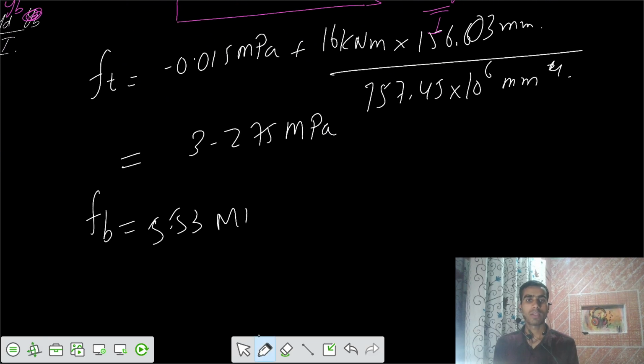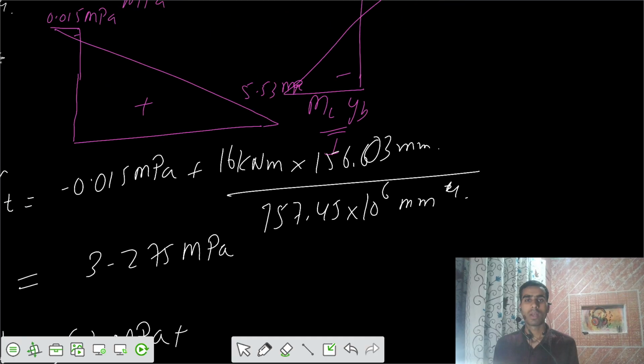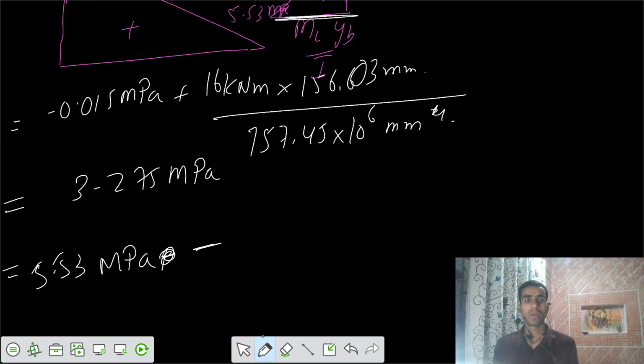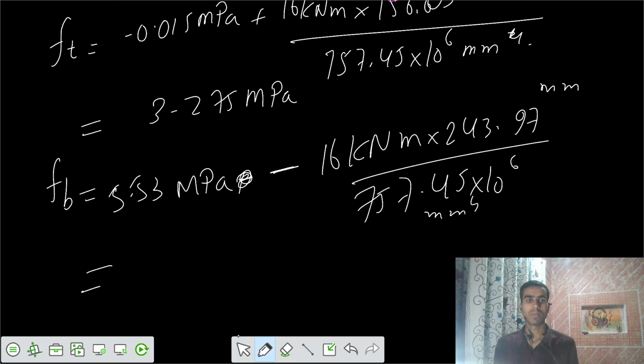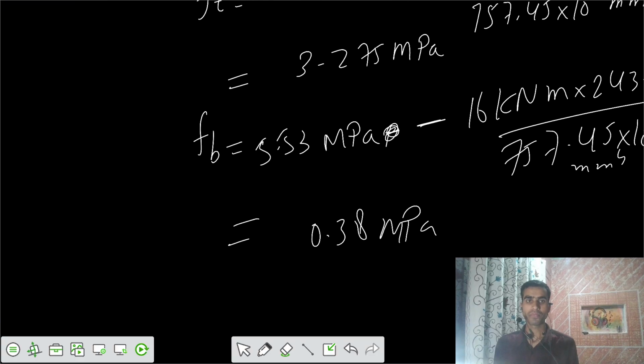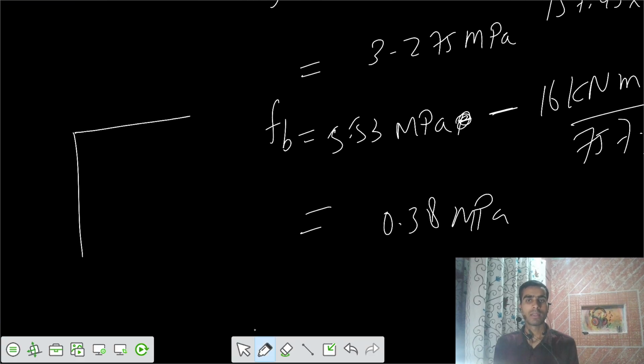the initial value was 5.53 megapascals, and we have some value, that's a negative value, M live, so 16 kilonewton meters into 243.97 divided by 757.45 10 to the power 6 millimeter power 4. So stresses at the bottom is equal to 0.38 megapascals. So final stress diagram would be stresses at the top is 3.275 and stresses at the bottom is 0.38 compressive.